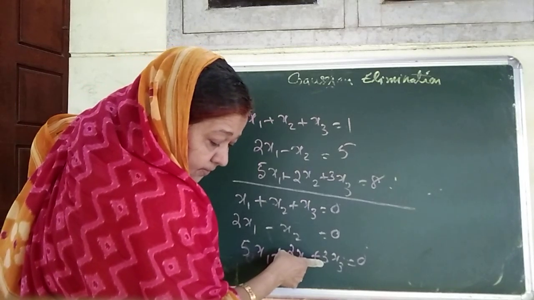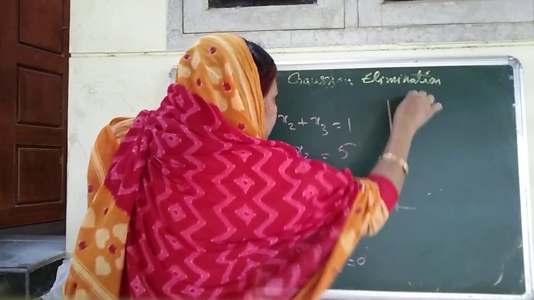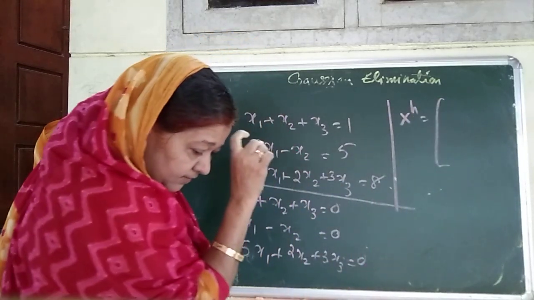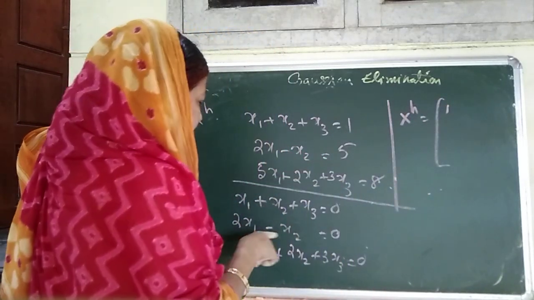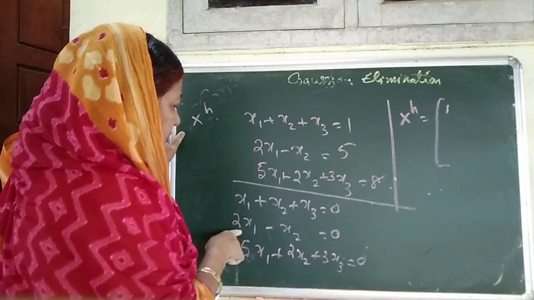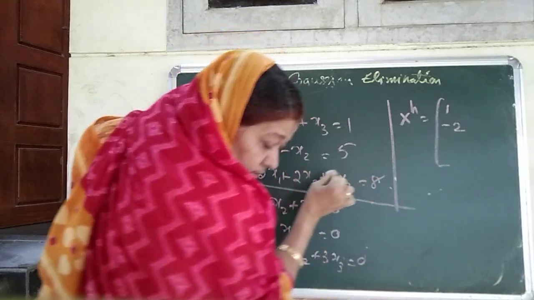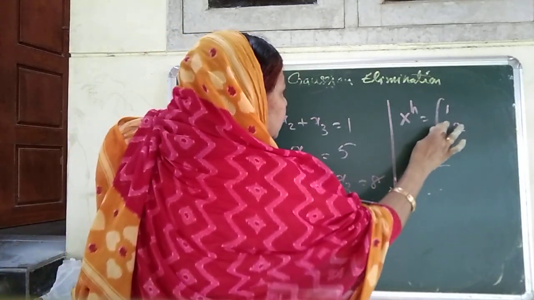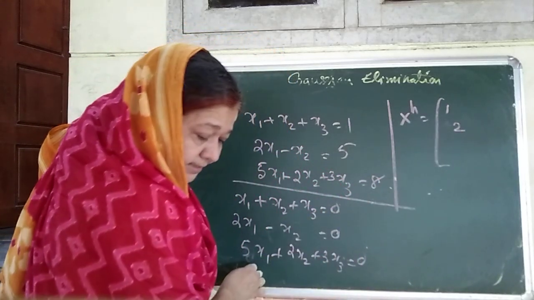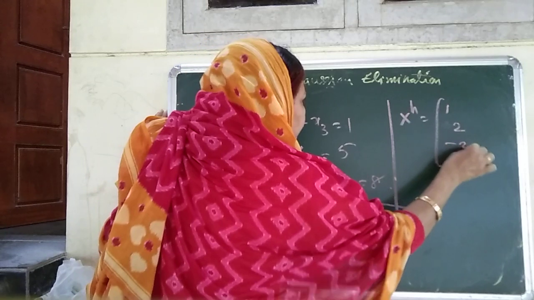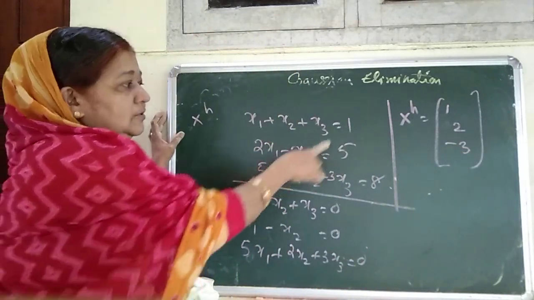So we get x1, x2, x3, or xh, equal to 1 into x1, then x2 equal to 2x1, and x3 equal to minus 3x1. Therefore it is the non-trivial solution of Ax equal to 0.